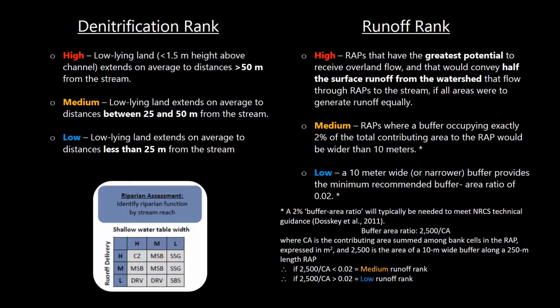That 2% buffer area ratio is what's generally needed, and this is recommended by NRCS. The buffer area ratio is calculated by taking 2,500 divided by the contributing area along those bank cells within a RAP. That 2,500 is equivalent to the area of a 10 meter wide buffer along that 250 meter long RAP. And so basically you can see down here that if that buffer area ratio is less than 2%, a medium runoff rank is assigned, and if it's greater than 2%, a low runoff rank is assigned.